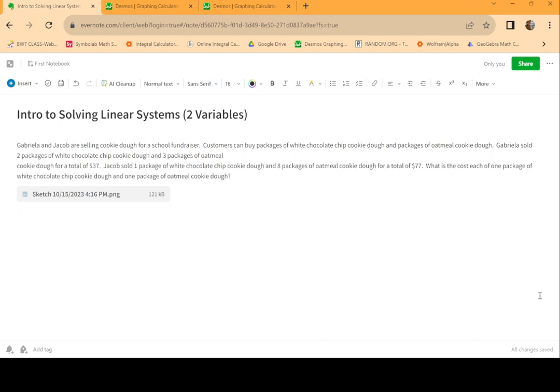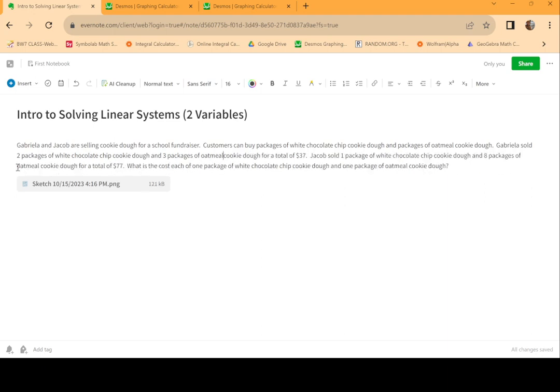Here, Gabriella and Jacob are selling cookie dough for a school fundraiser. Customers can buy packages of white chocolate chip cookie dough and packages of oatmeal cookie dough. Gabriella sold 2 packages of white chocolate chip cookie dough and 3 packages of oatmeal cookie dough for a total of $37. Jacob sold 1 package of white chocolate chip cookie dough and 8 packages of oatmeal cookie dough for a total of $77.